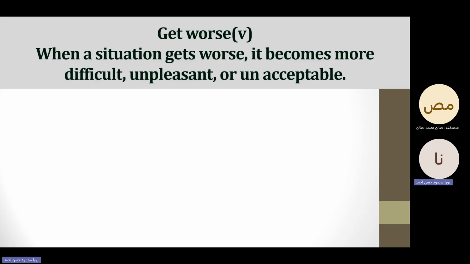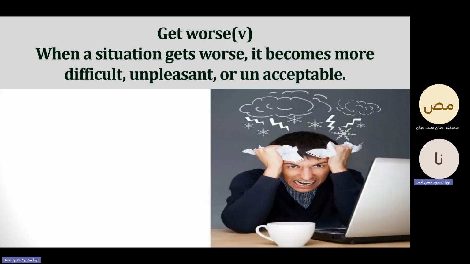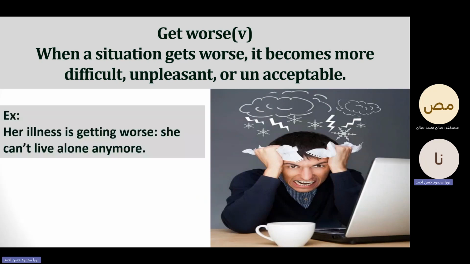Get worse. Get worse is a verb. When a situation gets worse, it becomes more difficult, unpleasant, or unacceptable. So he's trying to solve something here, but he can't. It's very difficult. So her illness is getting worse. She can't live alone anymore. This means the situation is getting more difficult, okay? And she needs someone to help her.